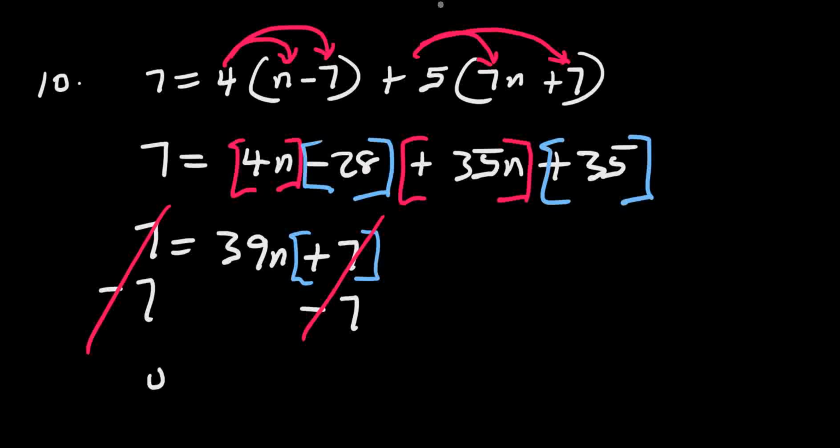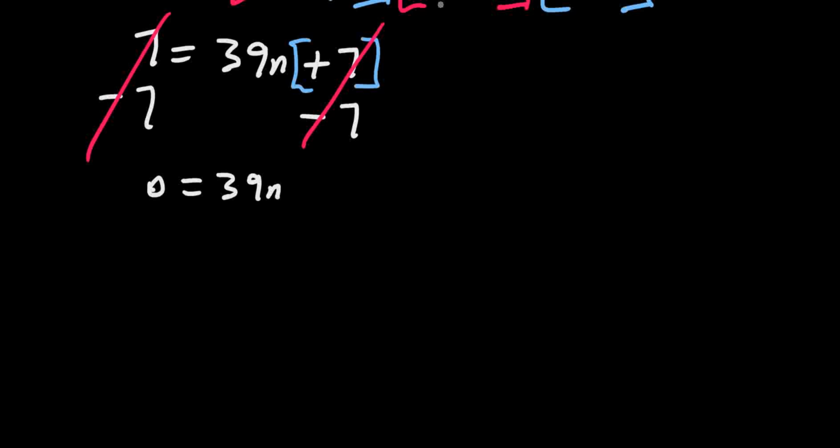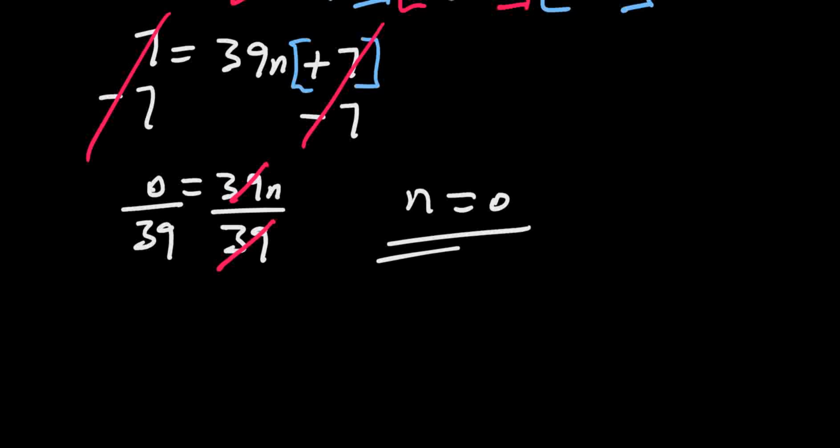Now we have 0 is equals to 39n. So we can now divide both sides by the coefficient of n. Now 39 divided by 39 is 1. And 0 divided by 39 is 0. So automatically n is equals 0. So this is the answer to this question. And I hope it makes some sense. All right, let's go on to the next question.